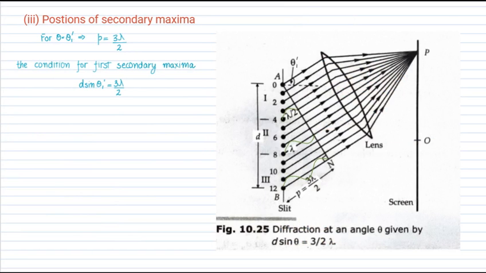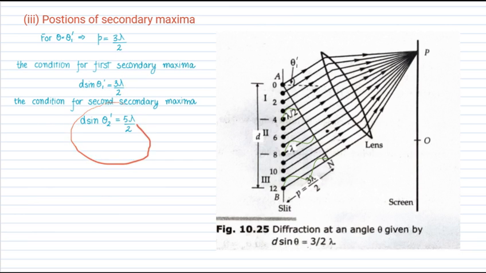Fine. If you follow the similar pattern, consider another point on the screen, further away. That will be your second secondary maxima. So for the condition for the second secondary maxima, I'll directly write it down. It will be simply adding 1 here. If it's 3 lambda by 2, this one will be 5 lambda by 2. And so this is your condition for the secondary maxima.